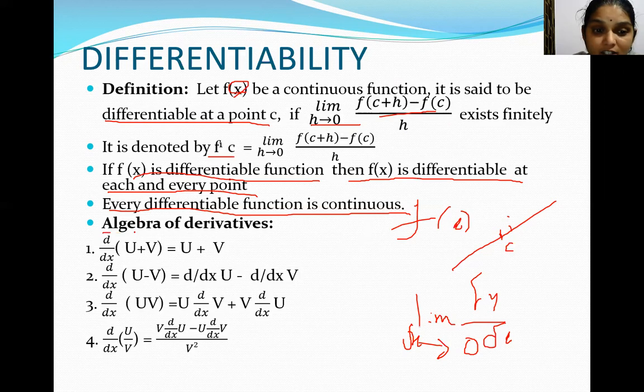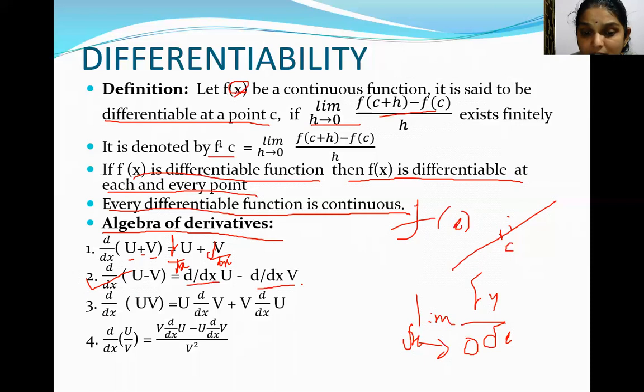And you have studied the algebra of derivatives in the last year. Suppose u and v are two functions of x, where x is an independent variable and u and v are dependent upon x. The derivative of the sum of two functions is equal to the sum of their derivatives: d by dx of u plus v is equal to d by dx of u plus d by dx of v. Similarly, d by dx of u minus v is d by dx of u minus d by dx of v.